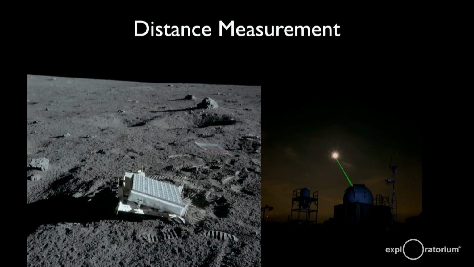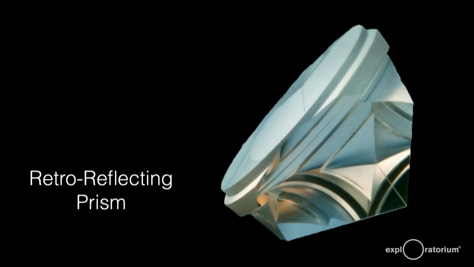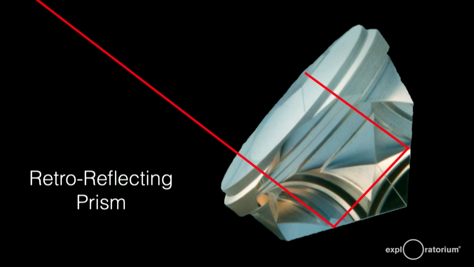Here you see on the left-hand side one of those laser lunar retroreflector arrays. On the right-hand side you see an observatory on Earth shooting a laser at the moon to try and reflect off of that array. That array is made up of a whole bunch of prisms. Those prisms are called retroreflecting prisms. They're corner cube prisms. Those corner cube prisms are designed so that a light ray that comes into them reflects off the corner at the bottom and comes right back in the exact direction that it came from. So it reflects back to the source of the light.